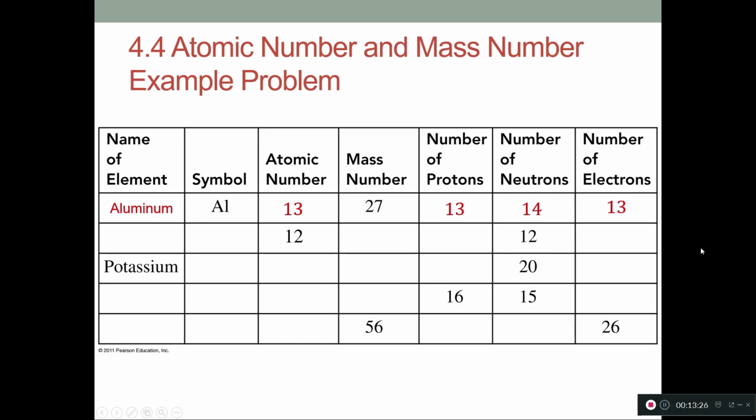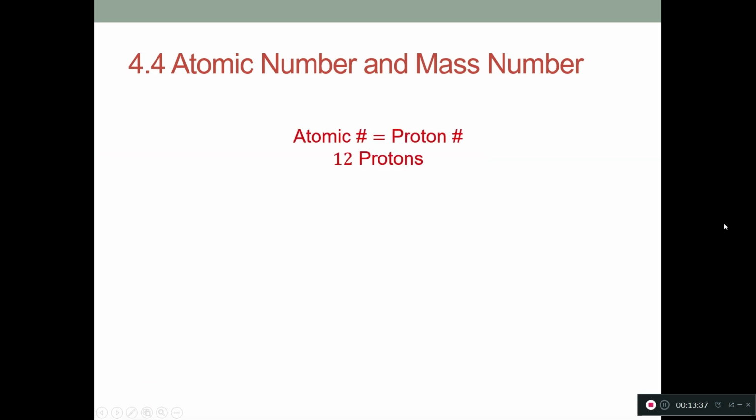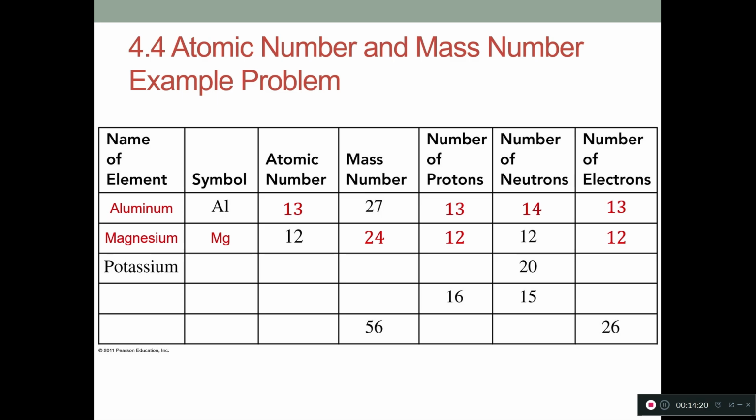Then for the next one, it gives us the atomic number and the number of neutrons. So what we want to do is look for the atomic number on the periodic table. This time it's 12, so that would actually be magnesium. And so that means the atomic number being the number of protons means it has 12 protons. And the mass number being the proton number plus neutron number, which was also given, would give us 24 for the mass number. And again, we're assuming neutral, so proton number equals electron number, so 12 electrons. So we could fill this in on the table.